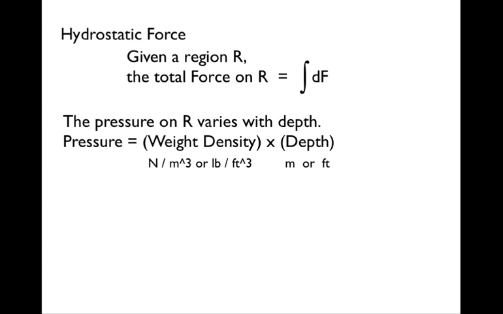Right, so it's going to be force per area. Pressure is force per area. When you do weight density times depth, you get pressure, which is force per area. Our weight density, we often use rho, I used that in the last example. Depth d is the depth from the surface of the liquid. So the units are force per area, either newtons per meter squared or pounds per foot squared.